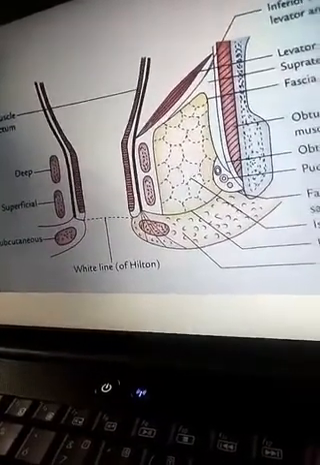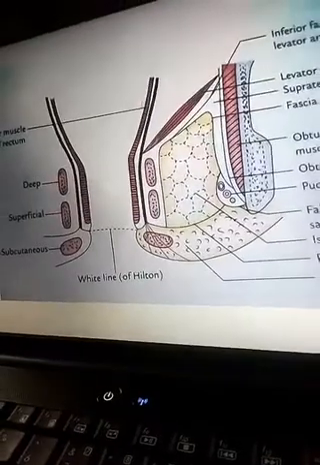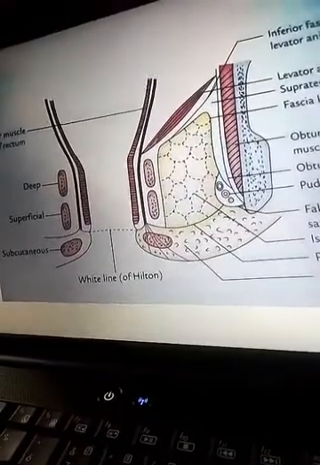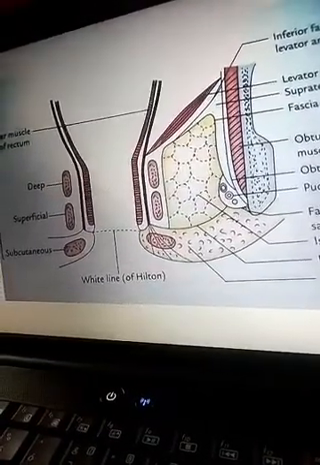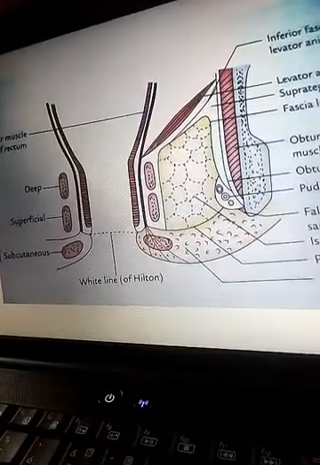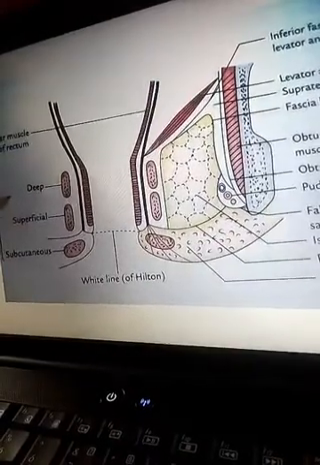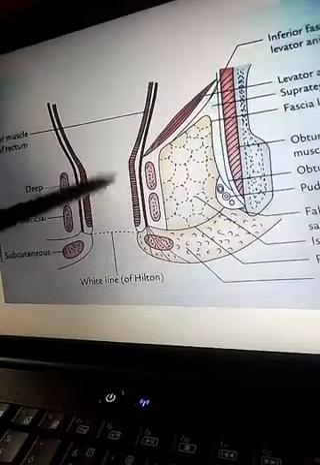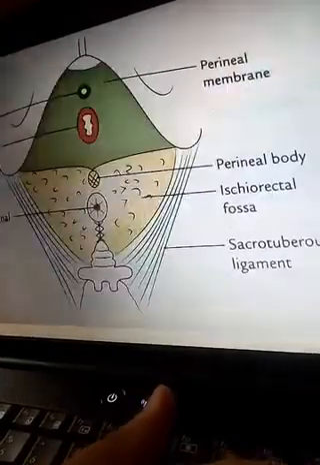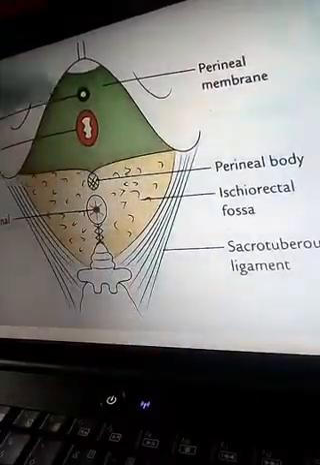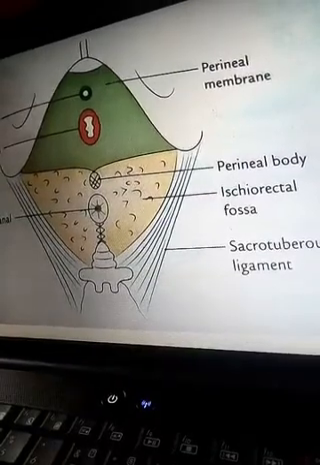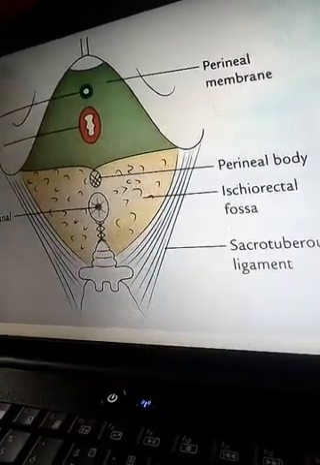So these are the contents, and the last content is the posterior scrotal or posterior labial nerves and vessels, which cross the anterolateral part of the fossa to enter the urogenital triangle. So these were the contents of the ischiorectal fossa.